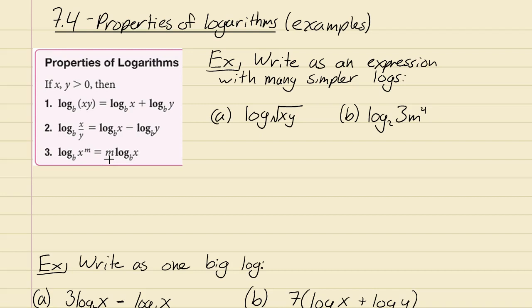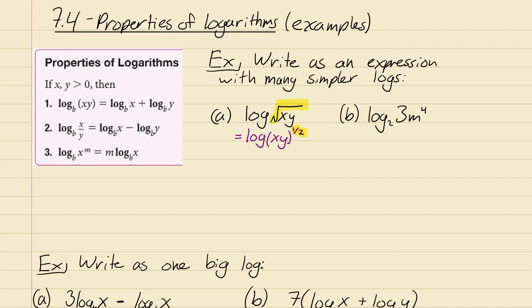So first, let's say you have one big complicated logarithm like this. It's got a square root, it's got some multiplication inside the square root. How can we break that apart into simpler logarithms? Well, the first thing you can do is realize that the square root, you could write it as an exponent. So this is the same thing as log of xy to the power 1/2. The exponent 1/2 does the same thing as a square root.